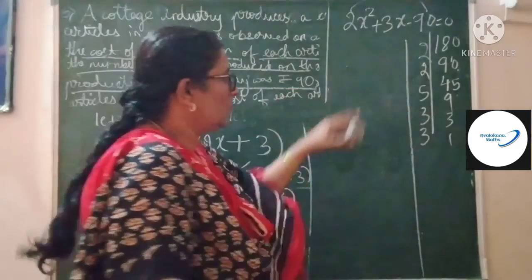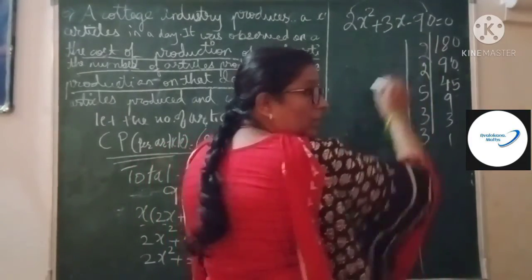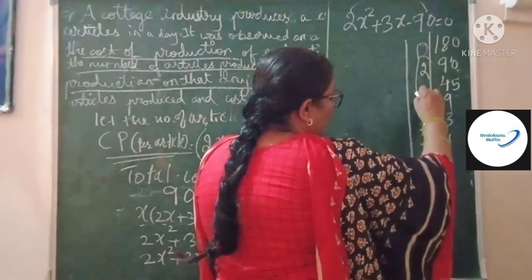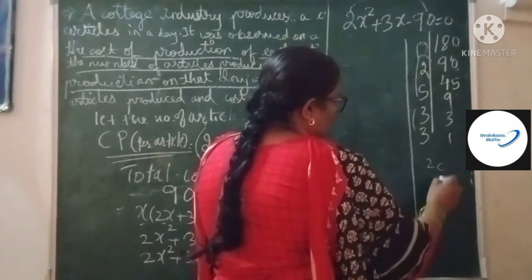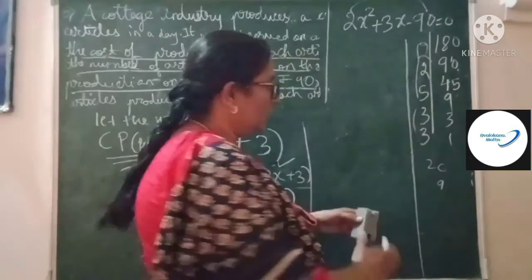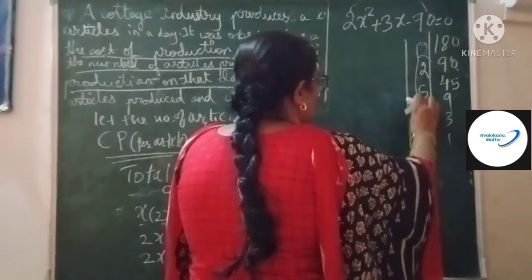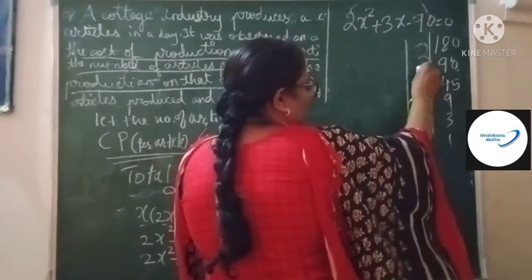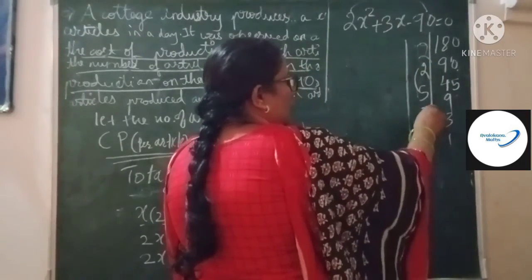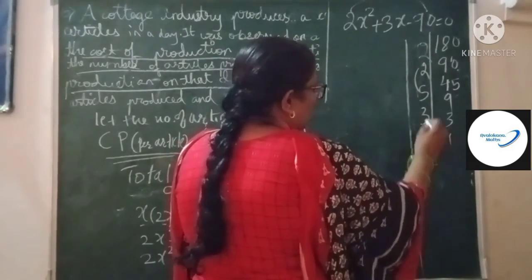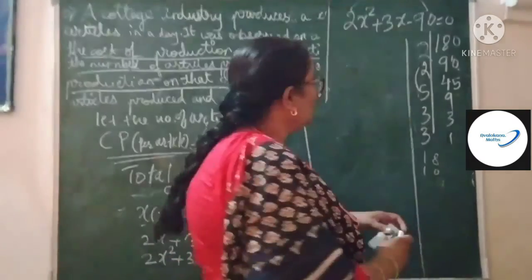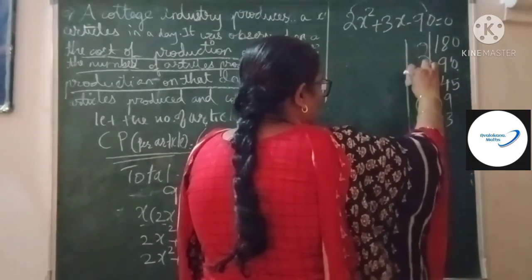Plus 3. So take the factors: 2 twos are 4, 4 fives are 20, and this is 9. 20 minus 9 will not give us 3. Now look at this one: 5 twos are 10, 9 twos are 18, and 10 will not give us 3. Yes, think this way always.